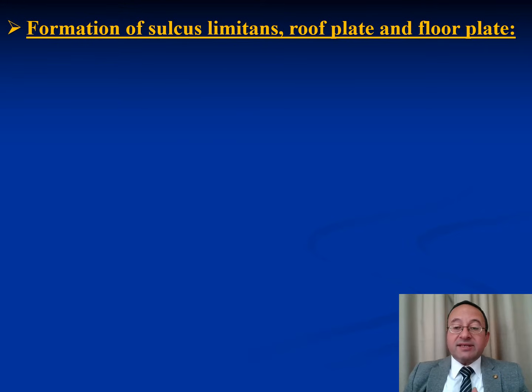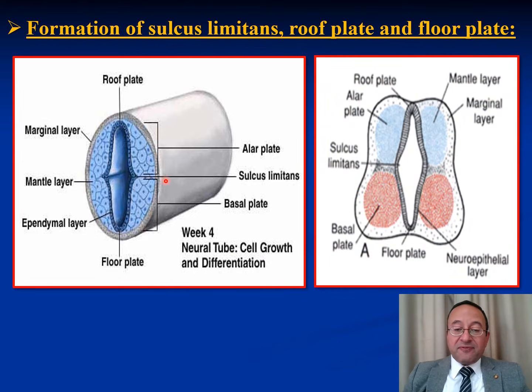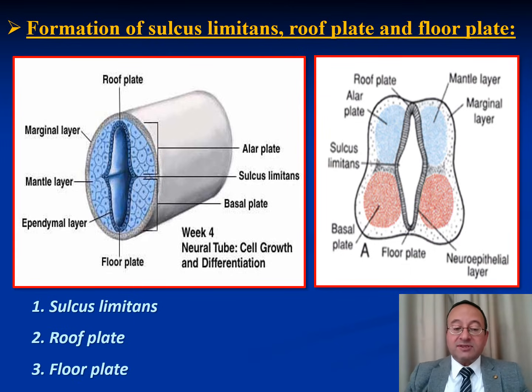Another changes that occur in the neural tube. What is this? From each side, we have a deep sulcus or groove on the sides of the neural tube. This sulcus is called sulcus limitans. Yes, this sulcus limitans divides the neural tube into a dorsal part, which is called roof plate, and a ventral part, which is called floor plate.